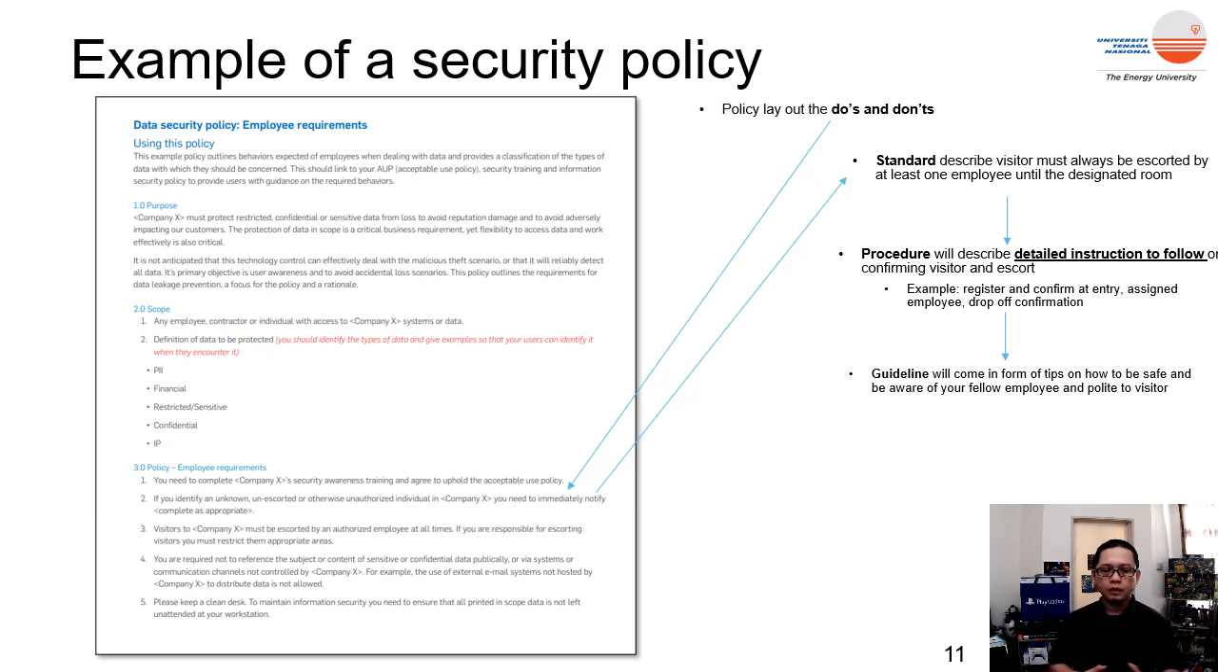And lastly, the guideline. The guideline will come in handy in the form of tips on how to be safe and aware of your fellow employees and visitors, aside from the procedures previously. So you must have a set of standards, what is expected. You must have a set of procedures, what needs to be followed to adhere to the standard. And lastly, guidelines as tips on how to ensure that the policy can be easily achieved. These are examples of the relationship between policy, standard, procedures, and guideline.